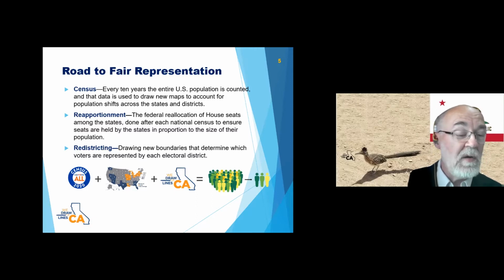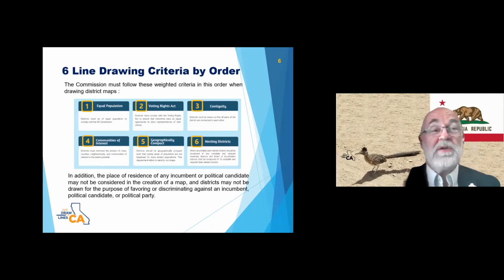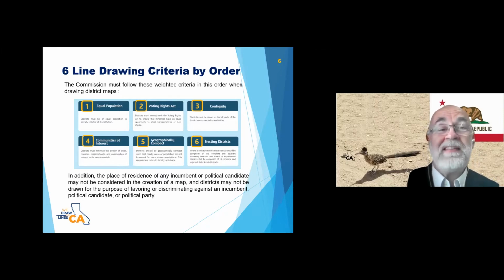Once we get that, we will be drawing boundaries for new U.S. House of Representatives, State Senate, State Assembly, and State Board of Equalization districts. There are, as I said, 52 U.S. House of Representatives districts to be drawn, 40 State Senate districts, 80 State Assembly districts, and 4 Board of Equalization districts. That's 176 maps that we get to draw. How do we do it? Well, the California State Constitution sets these criteria for us. And it also says that we have to follow them in this order when we're drawing the maps. First, districts must be of nearly equal population to comply with US Constitution and Supreme Court decisions based on the Constitution.